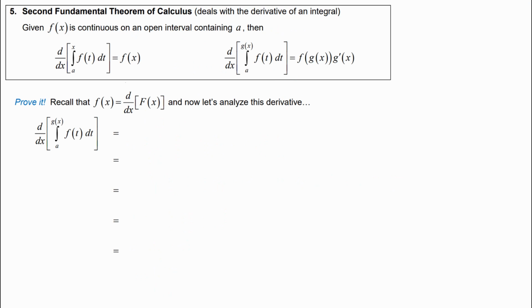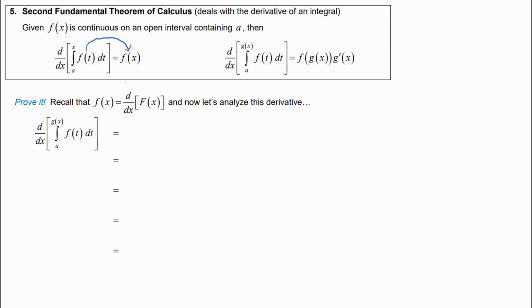Next, the second fundamental theorem of calculus. So let's see what the second fundamental theorem of calculus has to say. Given f of x is continuous on an open interval containing a, then if you take the integral of your function from a constant a to a variable x, you are going to get a function there. And then if you take the derivative again, you just get what the original function was, with variable x in it.